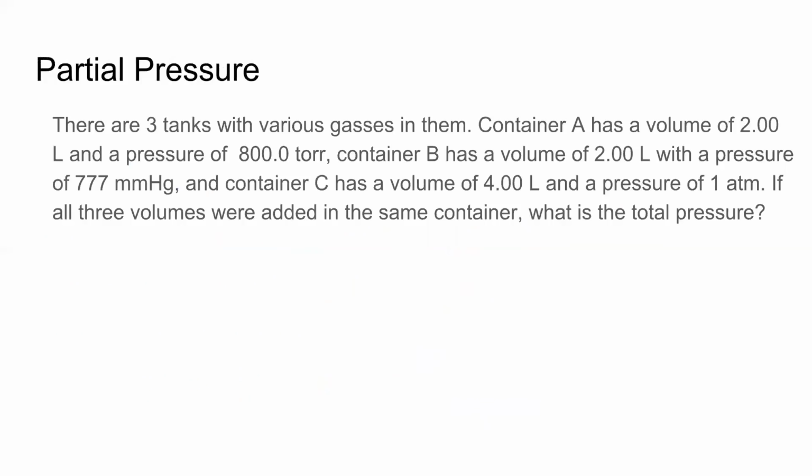But we'll try something more complicated. There are 3 tanks with various gases in them. Container A has a volume of 2.0 liters and a pressure of 800 torr. Container B has a volume of 2 liters with a pressure of 700 millimeters of mercury, and container C has a volume of 4 liters and a pressure of 1 atmosphere. If all 3 volumes are added into the same container, what is the total pressure?